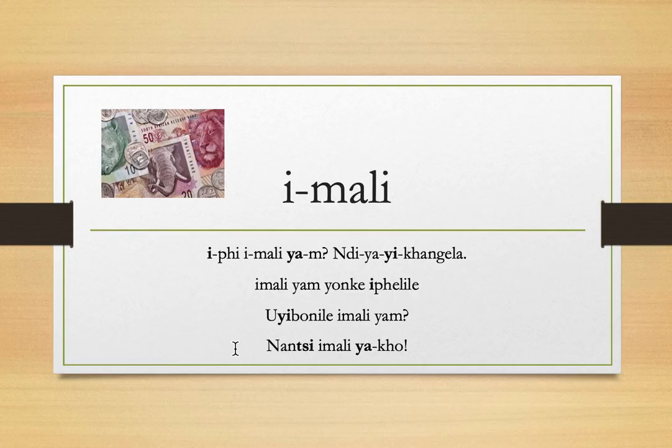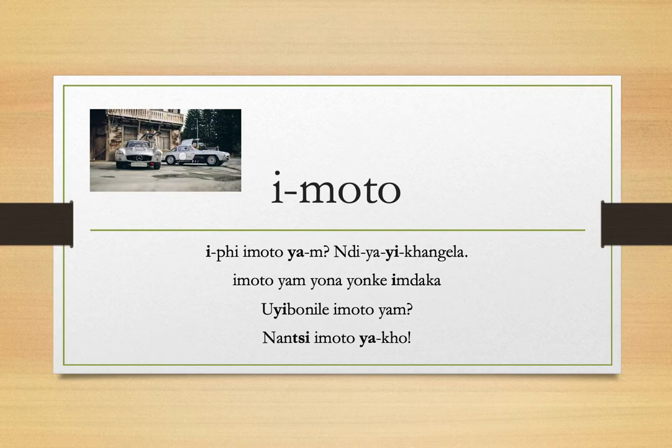Nansi imali yakho, here is your money. Nansi means here it is, and the si ending is for this class with I. Nansi imali yakho, here it is, the money of yours. Another noun in the same class, imoto, the motor car, the car. Iphi imoto yam, where is my car?